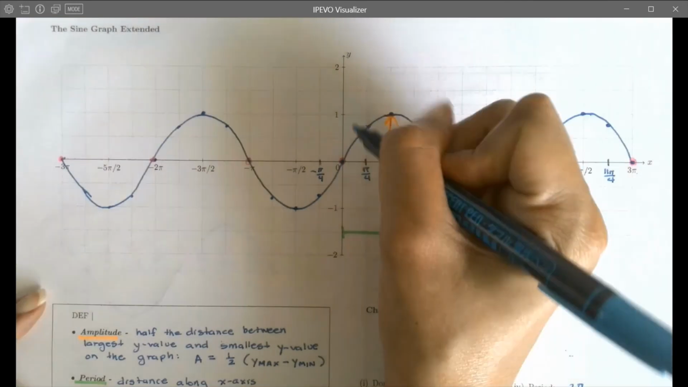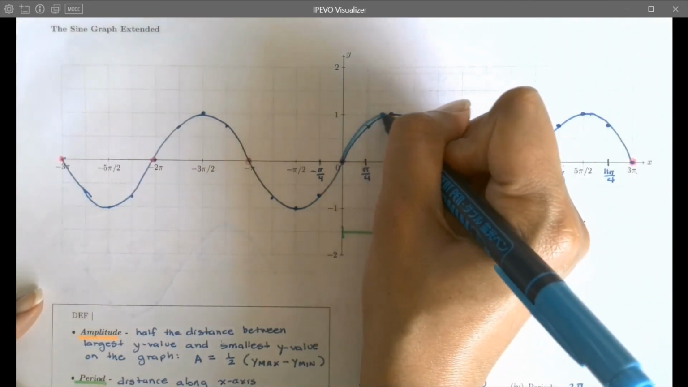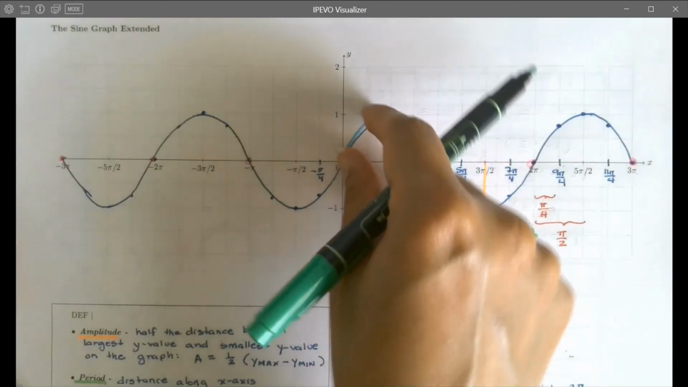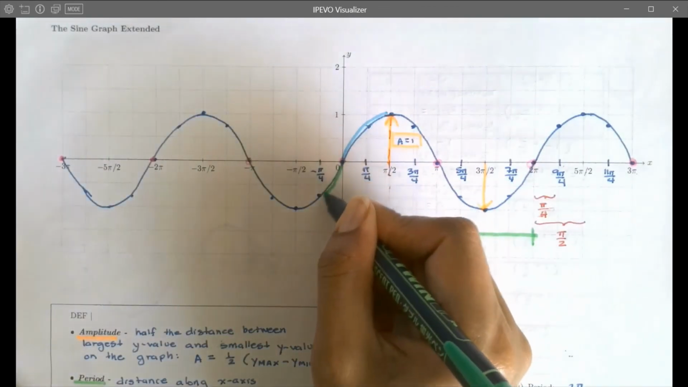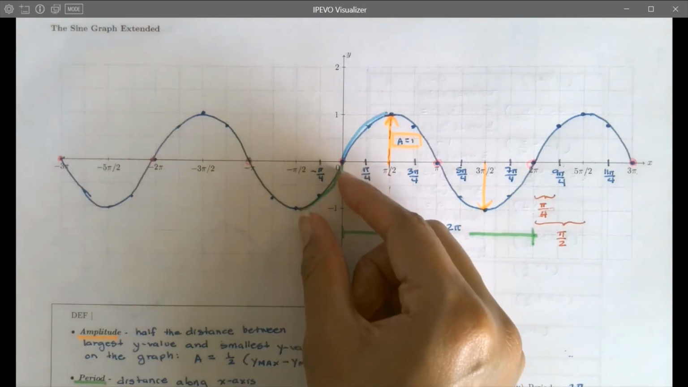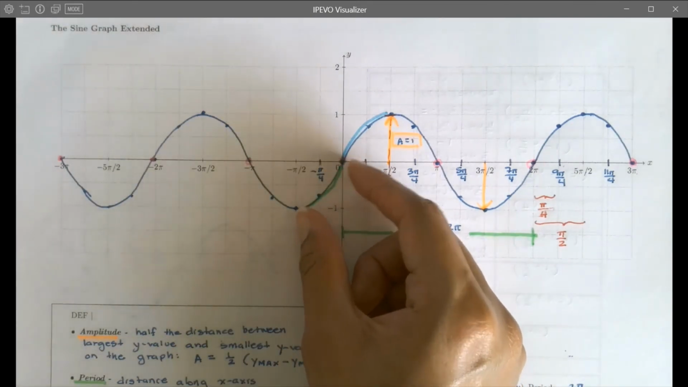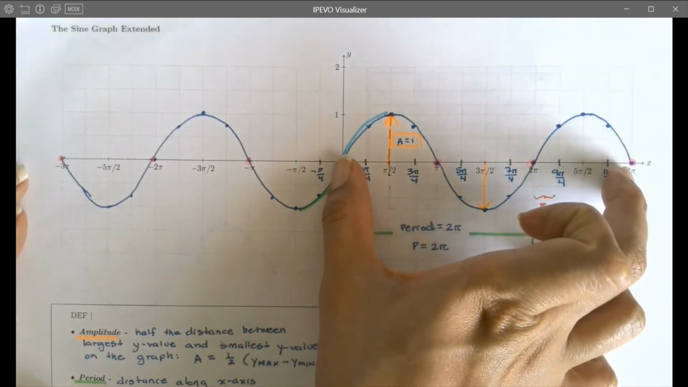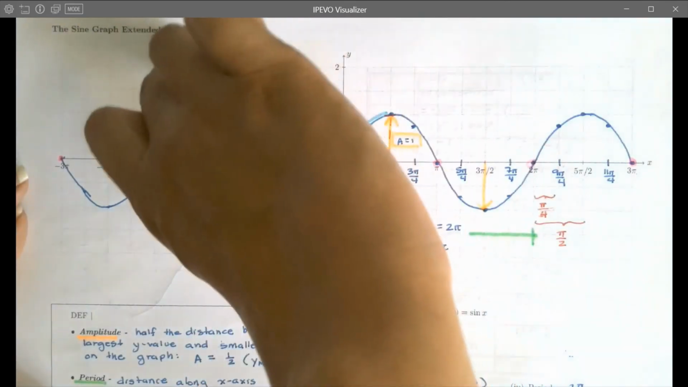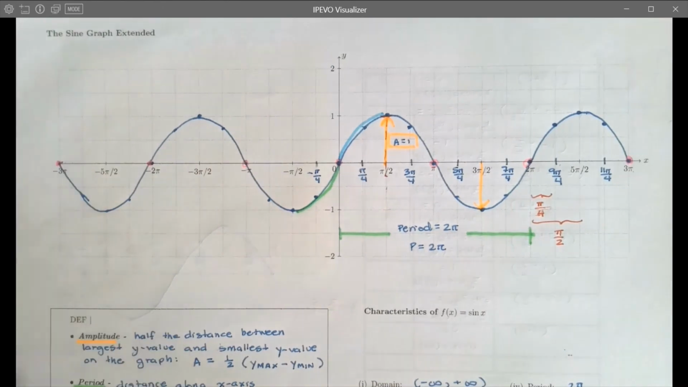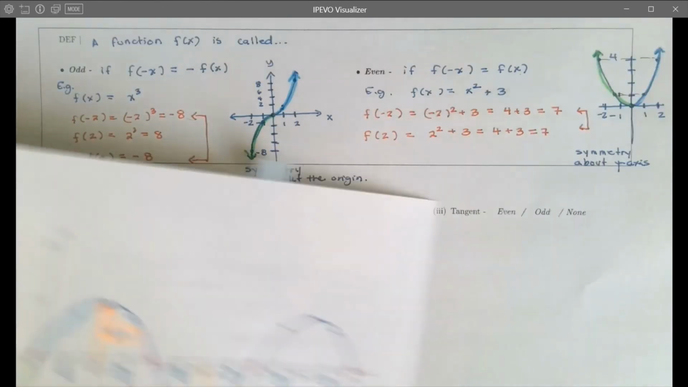Well, the answer here is yes. If you focus on just this little piece of the graph and rotate it in this direction, it's going to come and lie directly above this portion of the sine graph. So it's actually an odd function. In fact, if you take this whole portion of the graph and rotate it about the origin, you're going to get this part of the graph. So sine is actually an odd function.